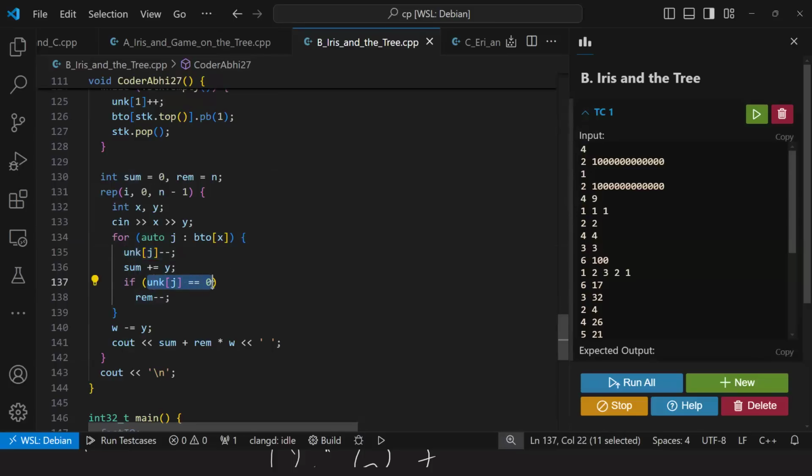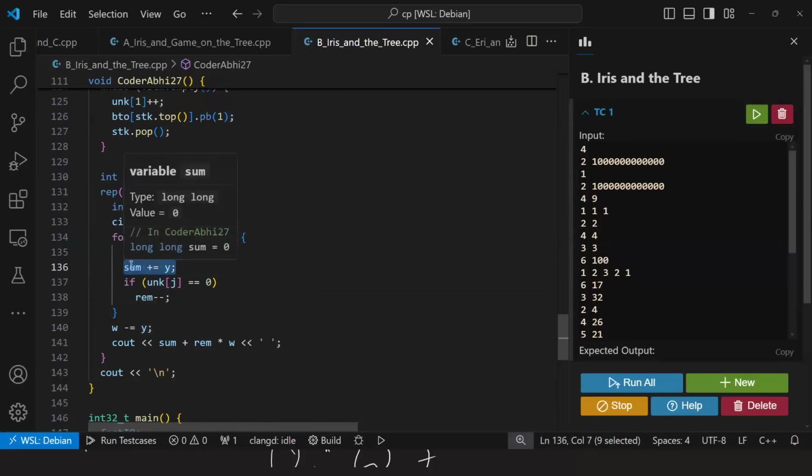If the number of unknowns becomes 0, then remaining minus minus, the number of distances that have at least one unknown, is now reduced. This distance, this D[J], is not a distance where there is something unknown. So remaining minus minus, so that would not add a plus W to my answer. And this sum plus equal to Y, obviously. I would add a plus Y to my answer, the contribution is Y for this known edge.